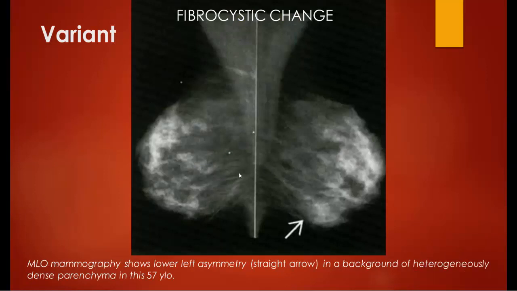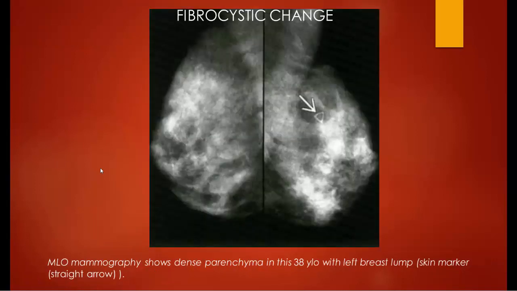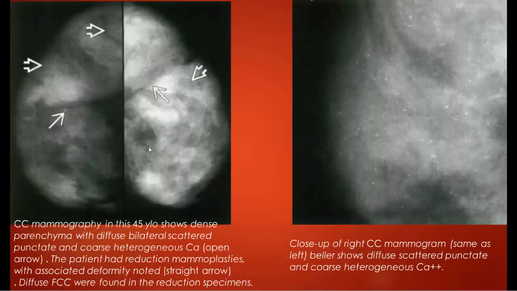Variant of fibrocystic change: this mammography MLO shows left asymmetry in the background of heterogeneous dense parenchyma, in this older woman. Another fibrocystic change mammography case, MLO, shows dense parenchyma with a left breast lump seen as asymmetric density. This is a craniocaudal mammography of a 45-year-old woman, showing dense parenchyma with diffuse bilateral scattered punctate calcification and coarse heterogeneous calcification.